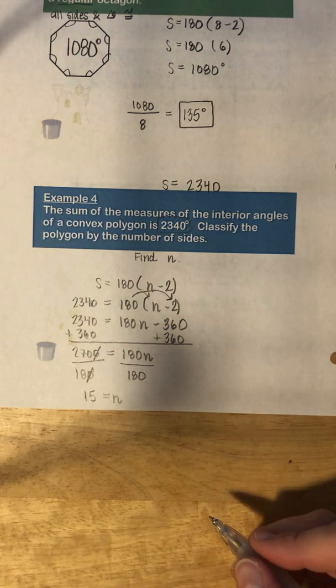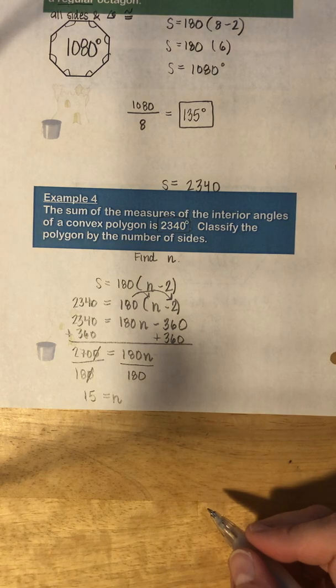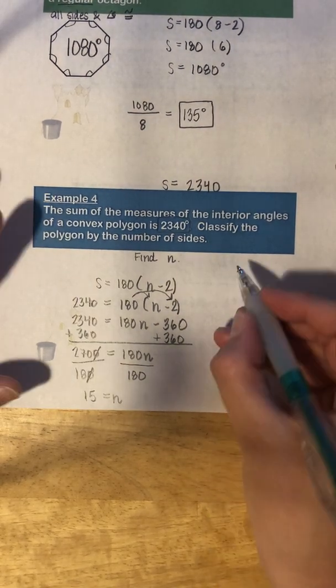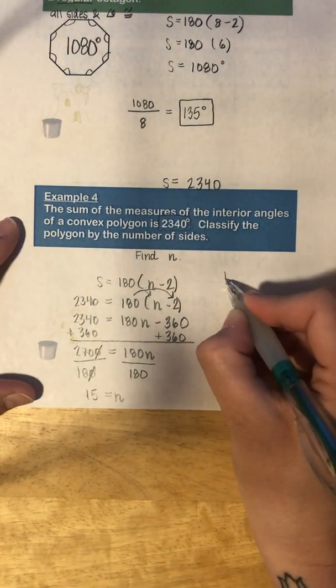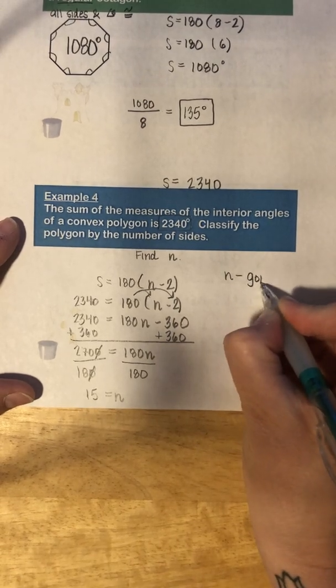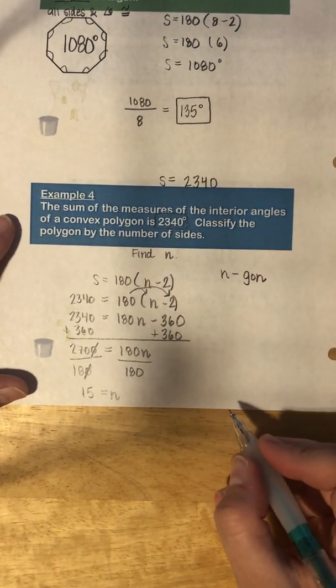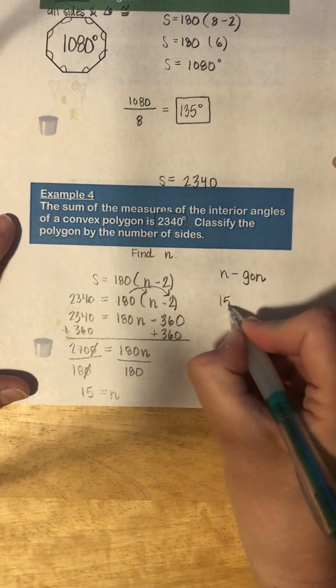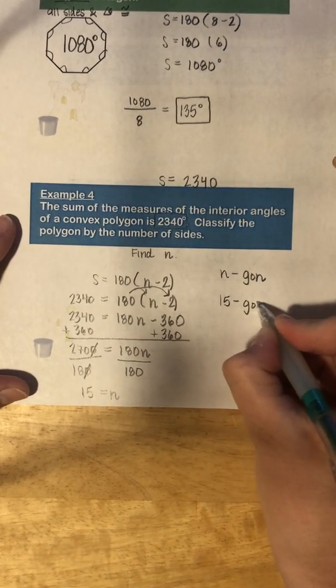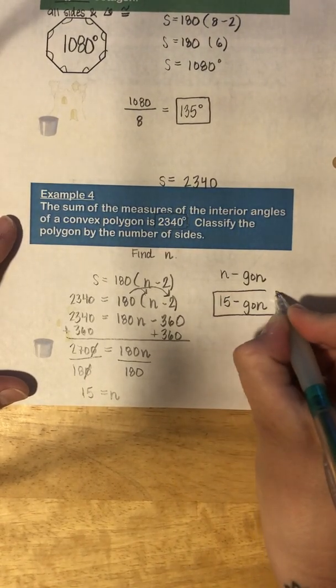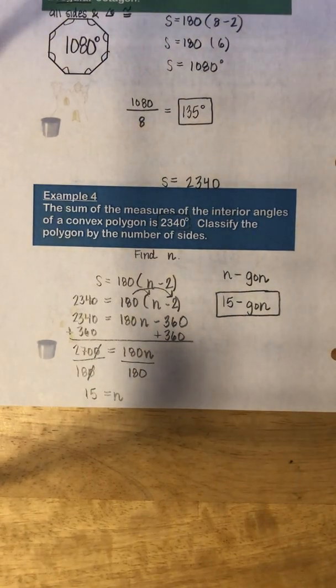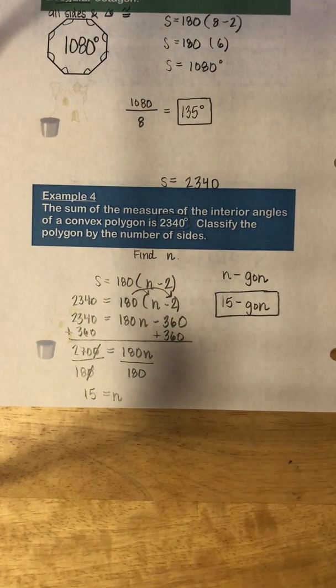12-sided figure is a dodecagon. But if you remember when we talked about polygons in previous chapters, we said once it gets bigger than 12, we just call it an n-gon, where the n represents the number of sides. We just found out that this has 15 sides, so we're going to call this a 15-gon. So we have classified the polygon based on the number of sides.